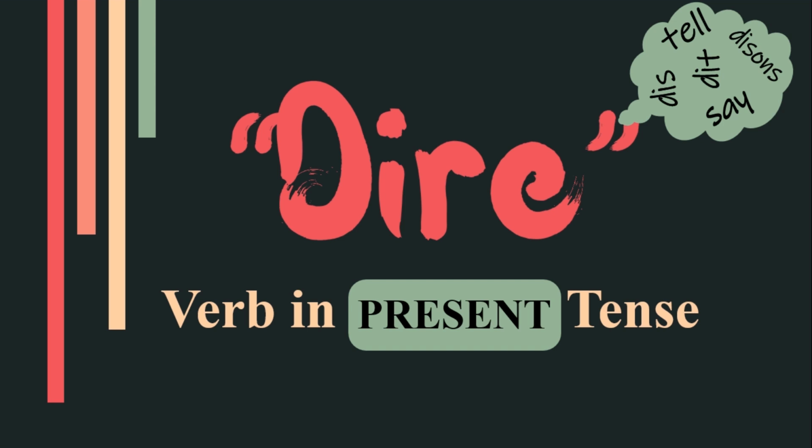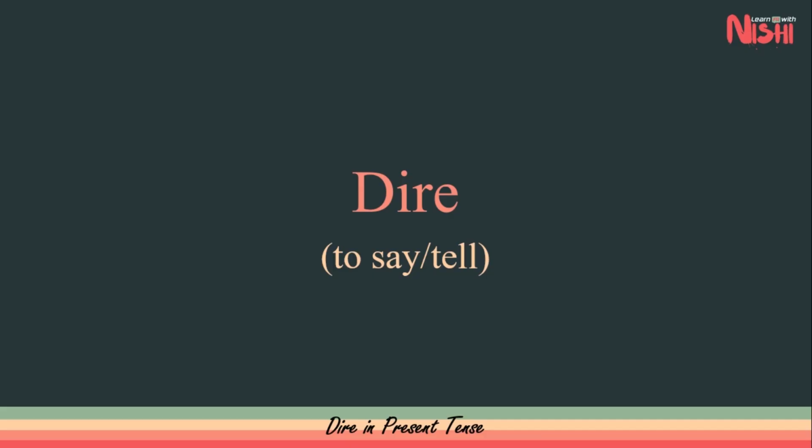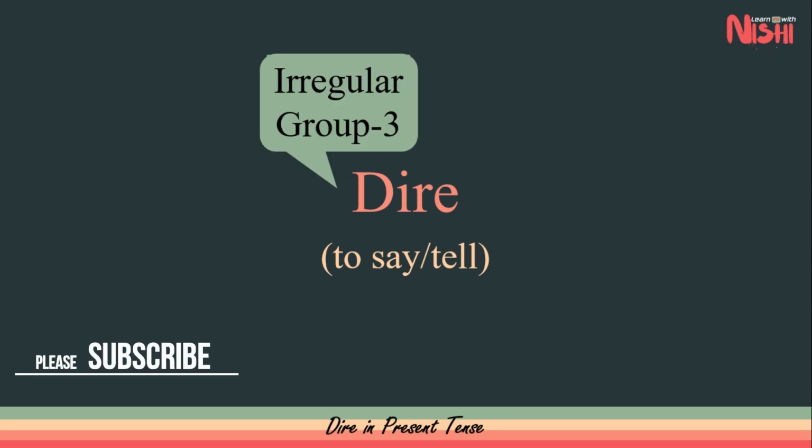Today we are going to learn how to conjugate the verb dire in present tense. Dire, which means to say or to tell. It's an irregular verb which belongs in group 3. Let's see then how to conjugate this verb in present tense.